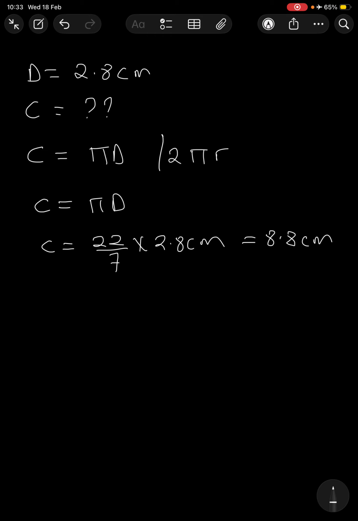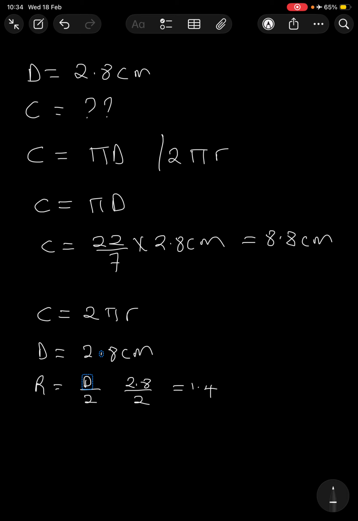I can apply formula 2, which is circumference is equal to 2 pi r. We have the diameter, which is 2.8 centimeters, and I said if I want to get the radius from the diameter, you take diameter divided by 2. So it is 2.8 divided by 2. So radius is 1.4. So apply the formula. Circumference is equal to 2 times pi, which is 22/7, times radius, which is 1.4. Work out, use your calculator, and get circumference as 8.8 centimeters.